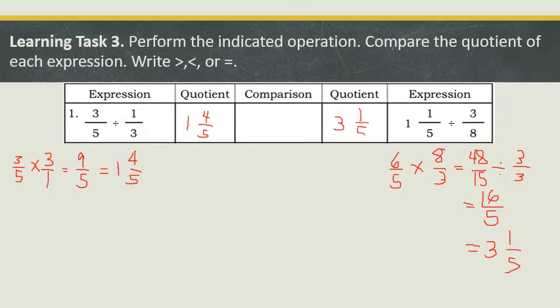So, ano pang mas malaki? So, yung 1 and 4/5 o yung 3 and 1/5? So, dun pa lang sa whole number, makikita na natin kung ano mas malaki. Ito pang 1 or yung 3? Siyempre yung 3. So, dito tayo sa 3 and 1/5.